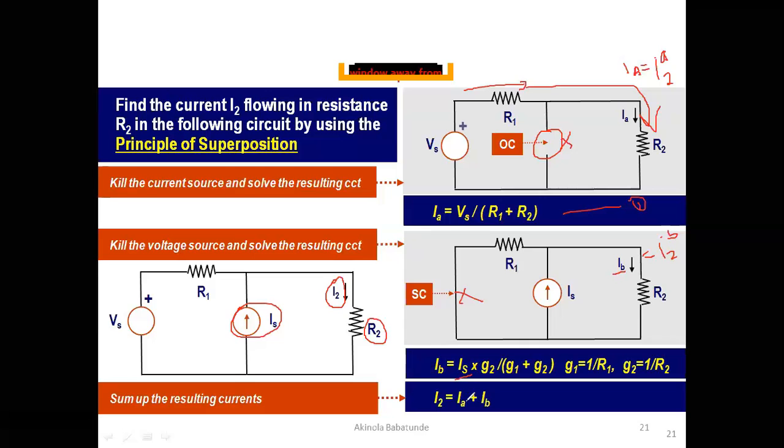So your total is now going to be I2 will be equal to IA plus IB. Or if we use the notation we are going to adopt going forward, I2 would be equal to I2A plus I2B.